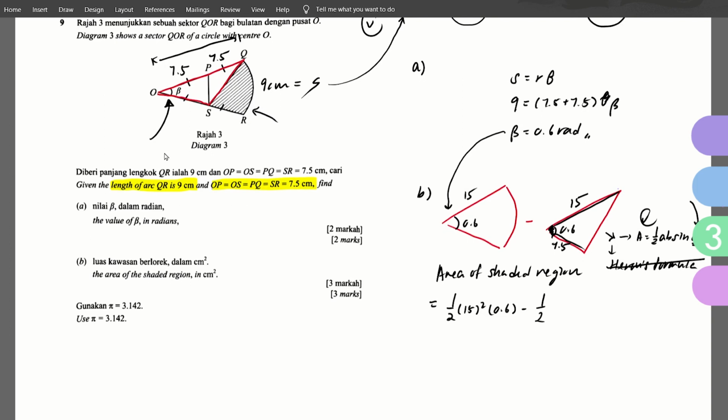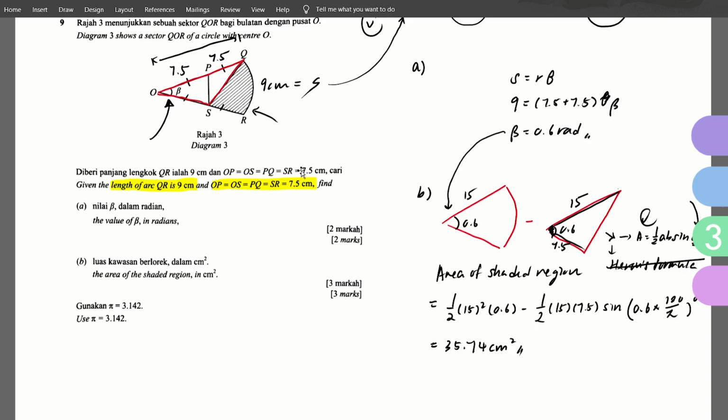So 1/2 multiply with the lengths and multiply with sine. Right, so this sine is actually in degree, so we need to change this 0.6, which is in radian, to degree. So it's 180 divided by pi. So in the end, you will get 35.74 cm squared as your answer. With that, we have solved this question.